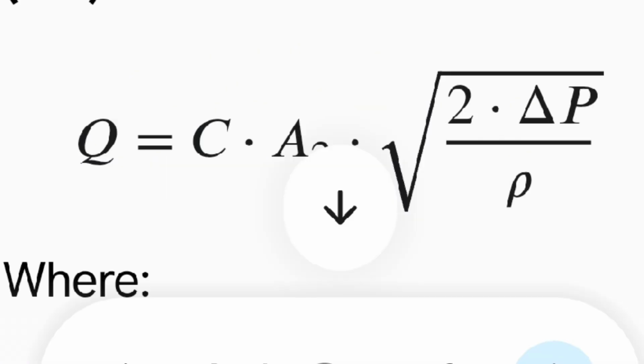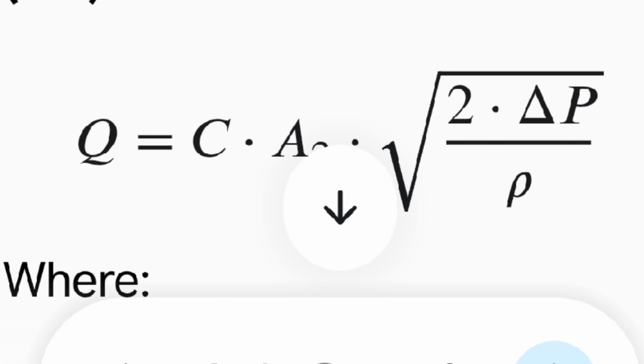3. The flow rate formula. The volumetric flow rate Q is proportional to the square root of the differential pressure ΔP. Q = C · A_2 · sqrt(2 · ΔP / ρ).